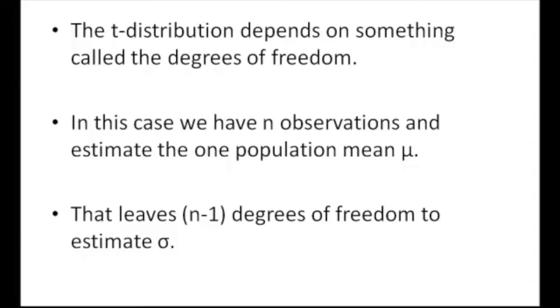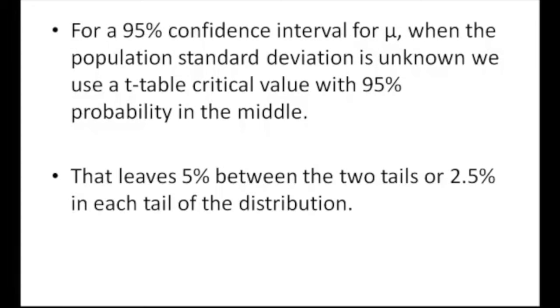The t-distribution depends on something called the degrees of freedom. In this case, we have n observations and estimate the one population mean mu. That leaves n-1 degrees of freedom to estimate sigma. For a 95% confidence interval for mu, when the population standard deviation is unknown, we use a t-table critical value with 95% probability in the middle. That leaves 5% between the two tails, or 2.5% in each tail of the distribution. We sometimes say 2.5% or 0.025.